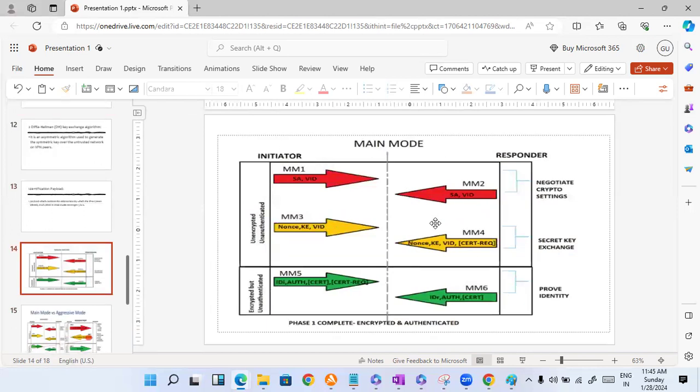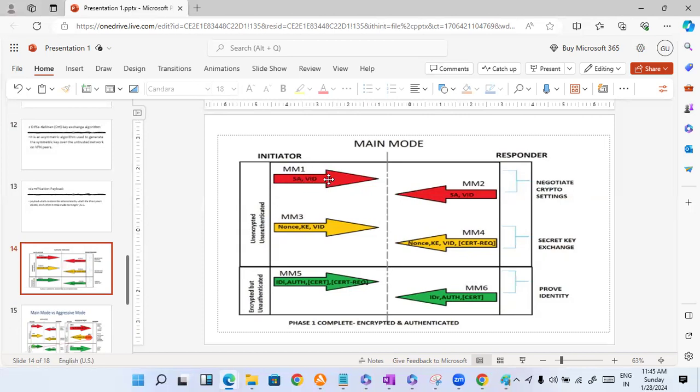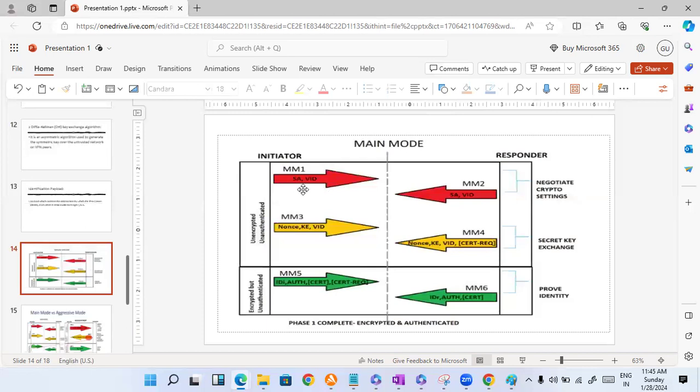So in message one, in main mode, there is the security association and the VID, which is a unique vendor ID, just for the transaction. SA means security association, the security parameters they exchange to set up a tunnel. In the first two messages, message one and message two, they negotiate the crypto settings, which include the encryption algorithm, SHA-1, SHA-2.